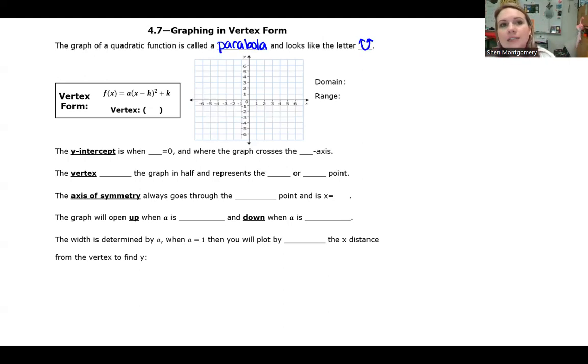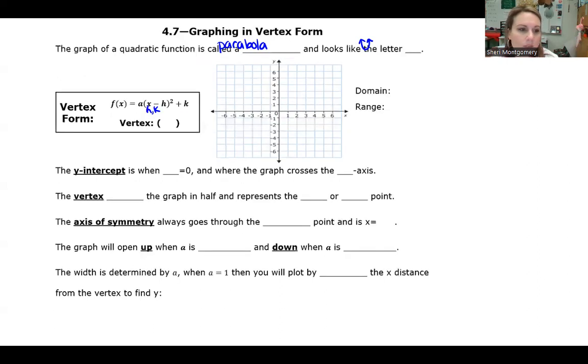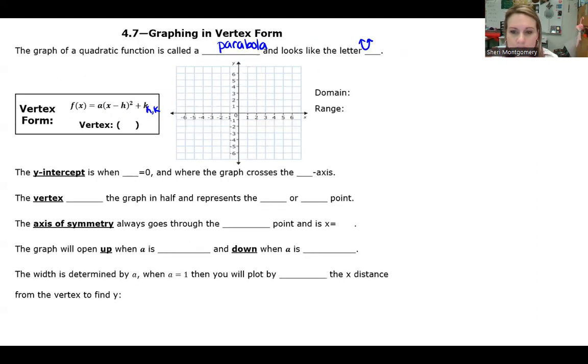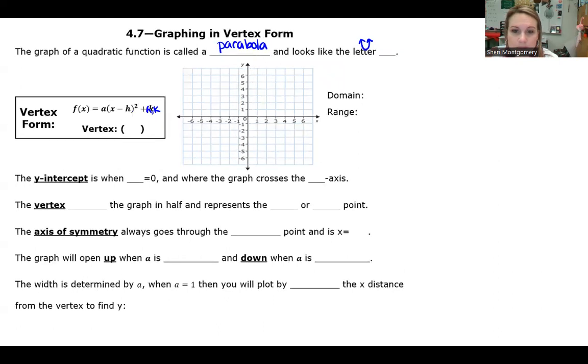We learned last class that we have vertex form. This is what it looks like. And what is the vertex? (h, k), very good. Let me see if I can make this a little bigger because I'm having a hard time squeezing all the words in there.